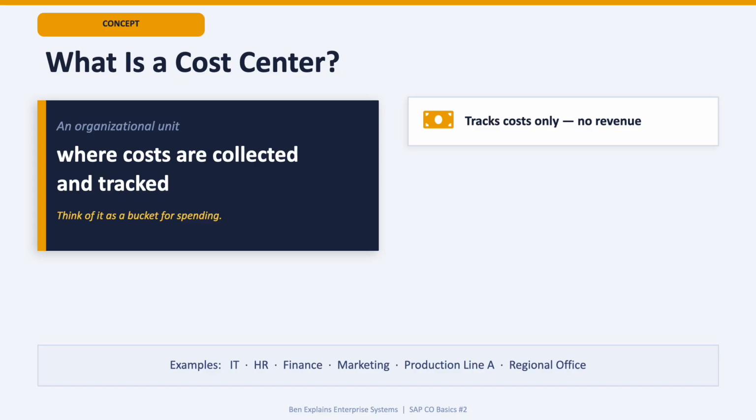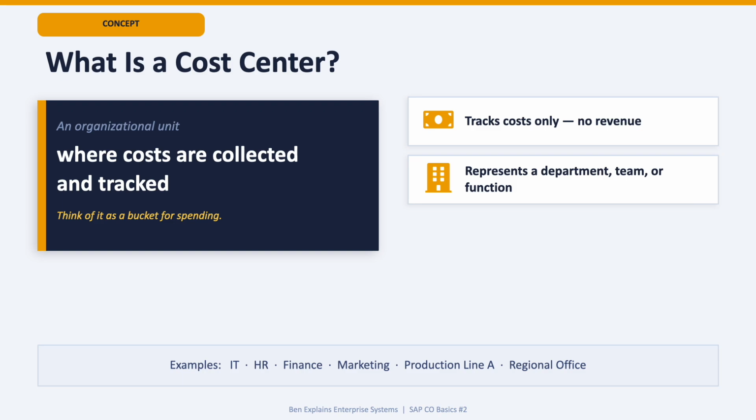This is important because it allows management to ask very specific questions, like how much did the marketing department spend last quarter? Did the finance team stay within budget? Where are costs running over? Cost centers make that kind of analysis possible.